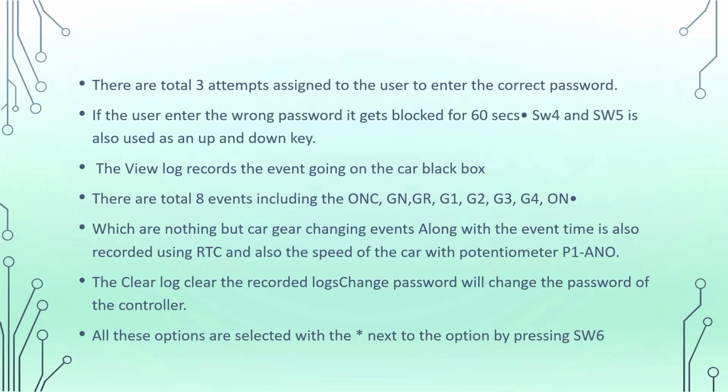View log records events on the car black box. There are a total of 8 events: ON, C, GN, GR, G1, G2, G3, G4, which are car gear changing positions. The time of the event and the speed of the car, with potentiometer P1 (AN0), are also recorded using RTC. Clear log clears the recorded log. Change password will change the controller password. All these options are selected by pressing SW6 next to the option star.